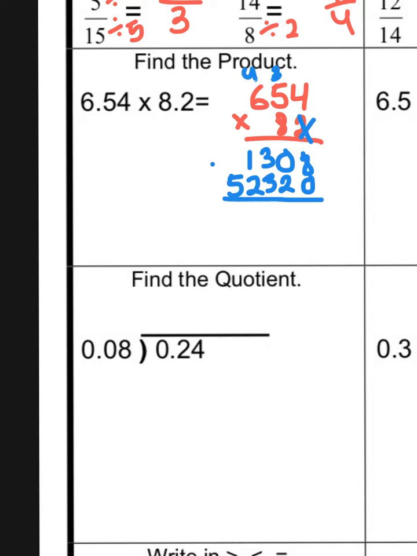Add these together. 8 plus 0 makes 8. 0 plus 2 makes 2. 3 plus 3 makes 6. 1 plus 2 makes 3. And the 5 is by himself.